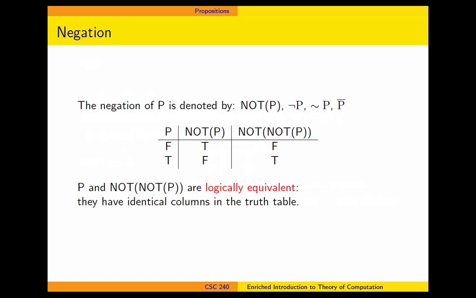Note that not P has the same sequence of entries in its column of the truth table as P does. In this case, we say that P and not P are logically equivalent.